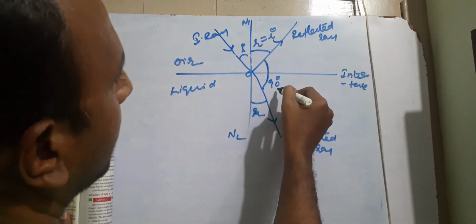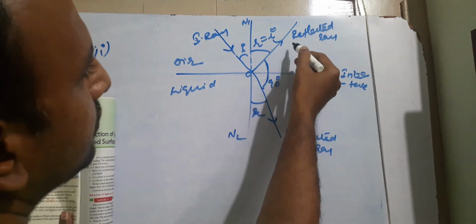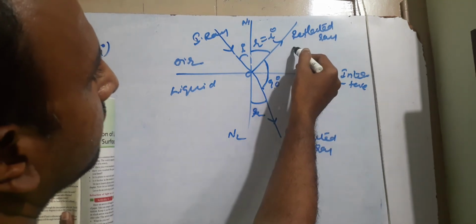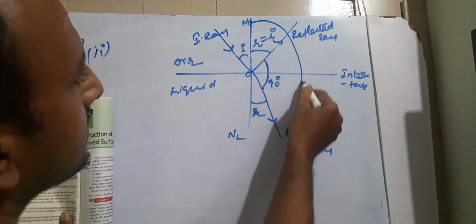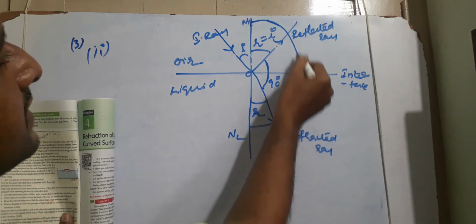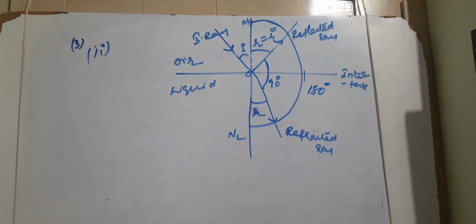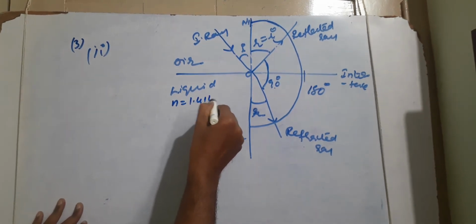So to have 90 degrees between the refracted ray and the reflected ray, what is the angle of incidence we want to find? Here, students, this is a semicircle, so the total angle is 180 degrees. Already we derived the refractive index of the liquid, n is given as 1.414.